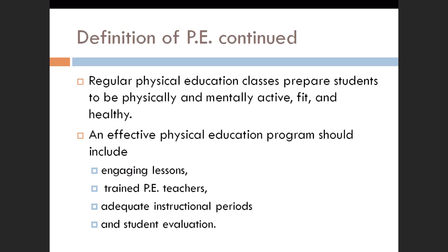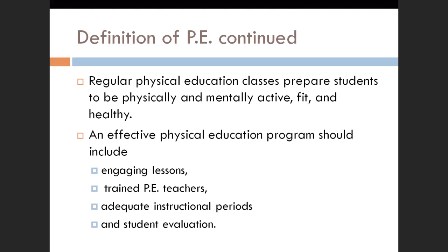An effective physical education program should include, now listen to this, engaging lessons. The lesson should be such that it pulls the student in. You would want to be a part of it. You want to be active. You want to participate, even if not physically. It should stimulate your mind so much. You want to know. You want to learn. To understand the rules of the sport, to understand the history of the sport. All of that helps to stimulate the mind.